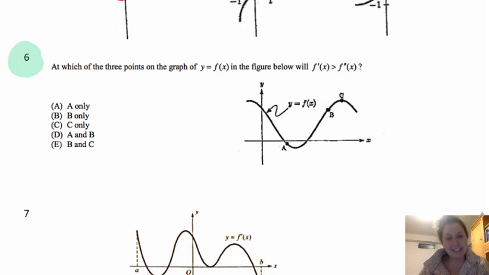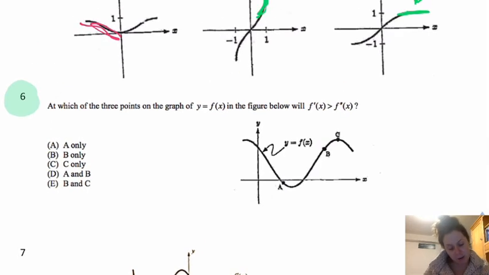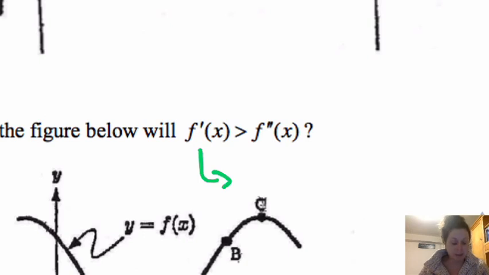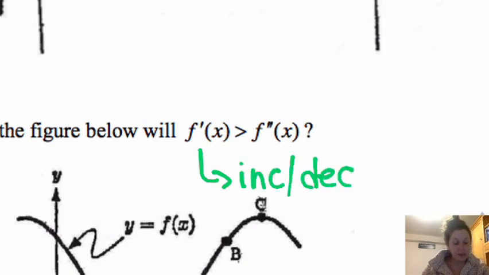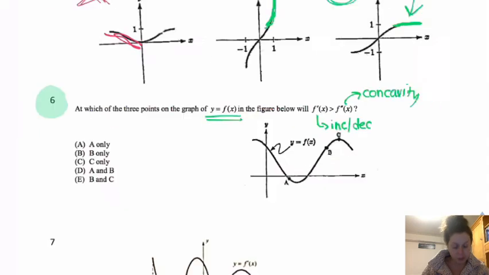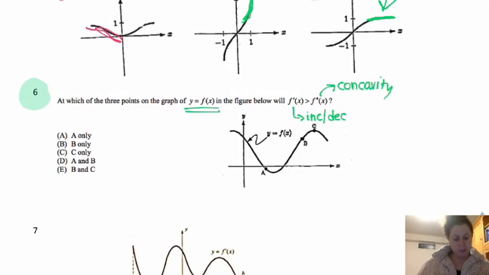Okay, let's look at 6. So 6 said, at which points on the graph of f of x, so this is the original function, is f prime greater than f double prime. Now let's think about what these tell me. f prime should automatically make me think about whether something is increasing or decreasing, right? f double prime should automatically make me think about concavity. So let's consider each of these points.